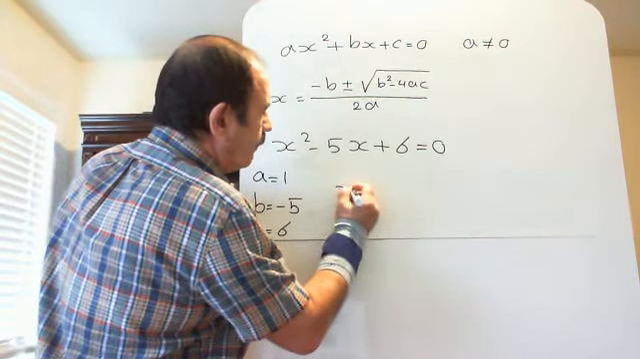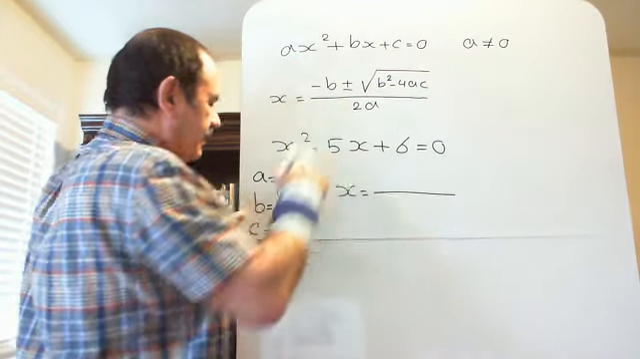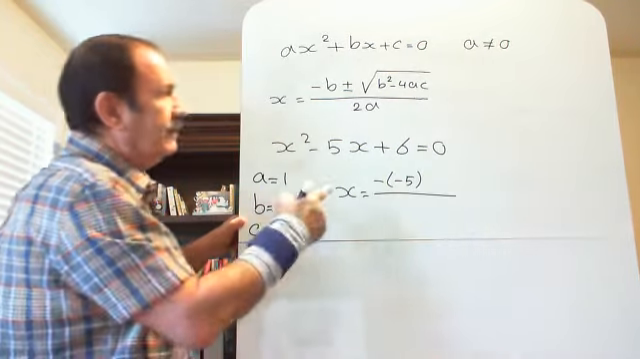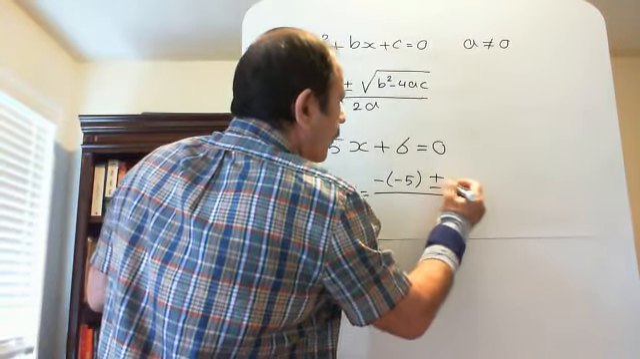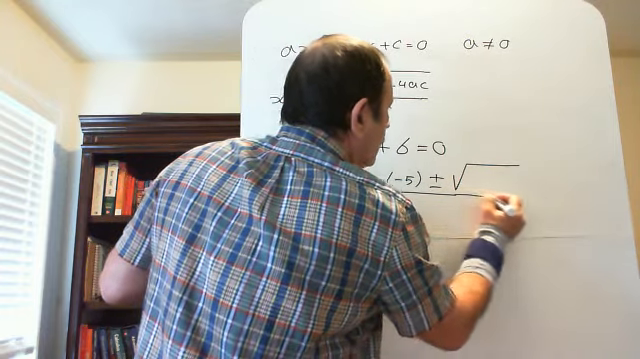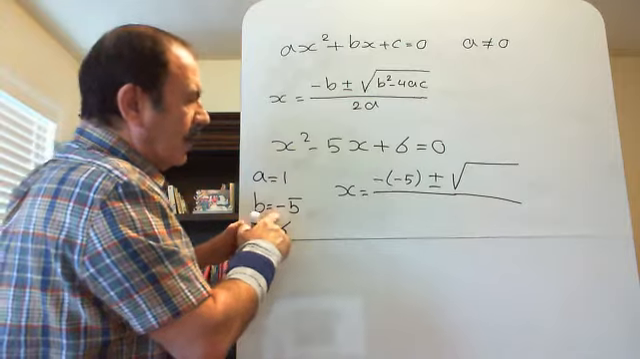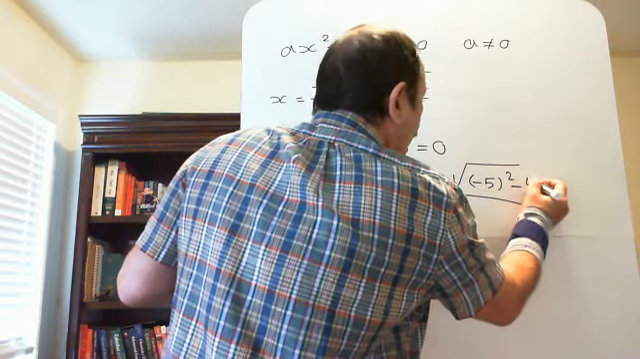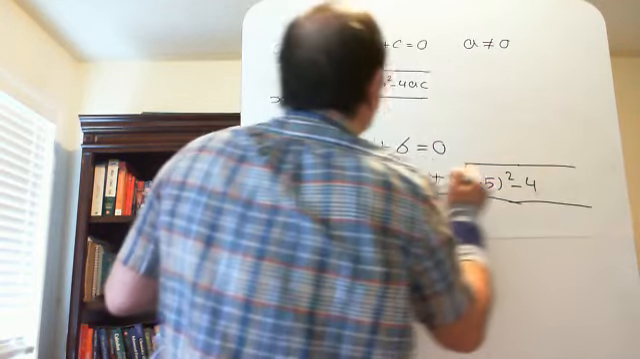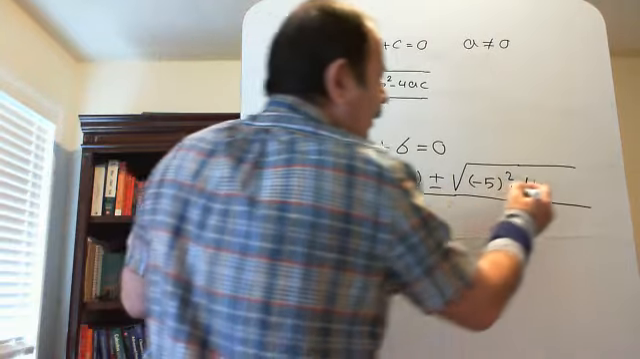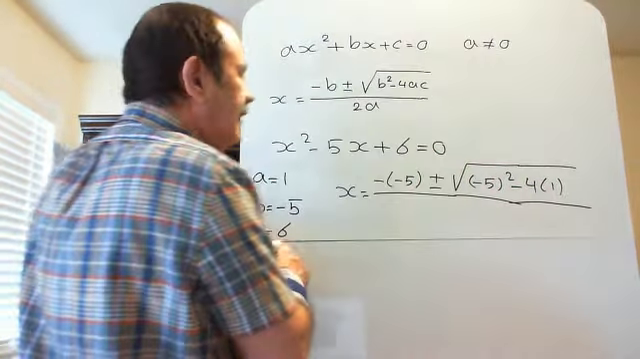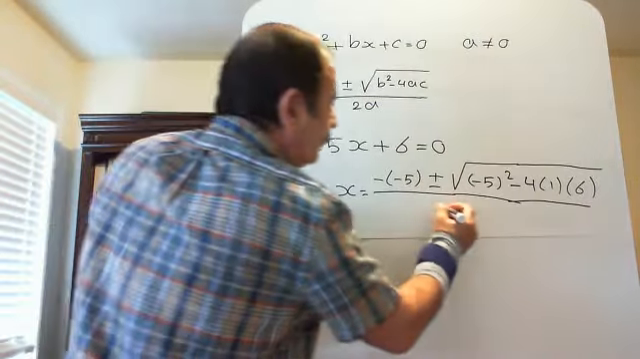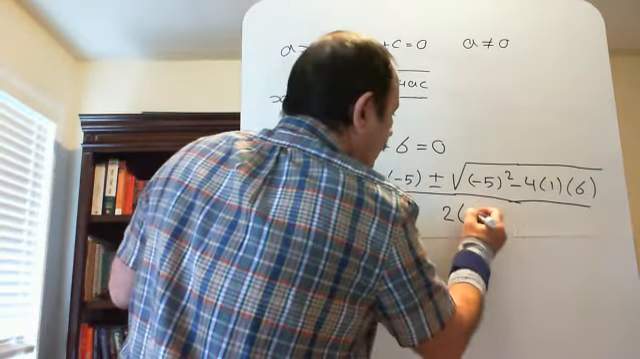x is going to be minus b, and b is negative 5. So minus 5. Plus or minus the square root of b squared, which is negative 5 to the power of 2, minus 4 times a, and a is 1, and c is 6, minus 4ac, over 2, and again a is 1, times 1.